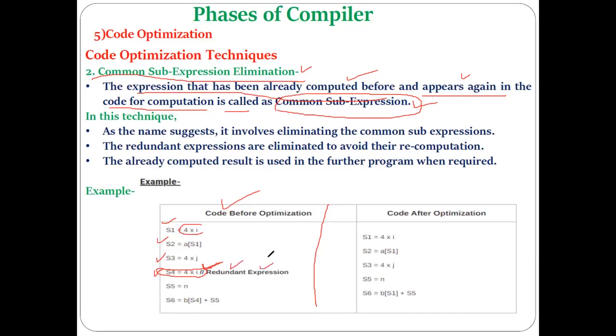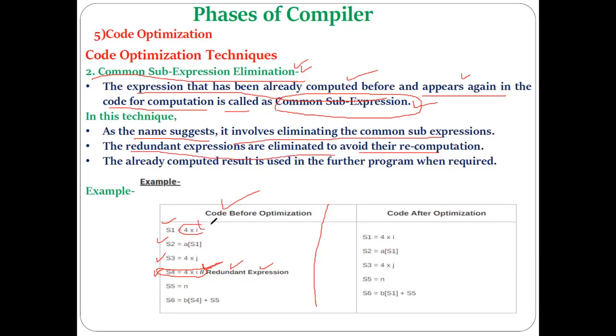So elimination of such expressions from your intermediate code is a code optimization technique called common subexpression elimination, and this is the most popular and famous code optimization technique applied by the code optimizer in the compiler. As the name suggests, it involves the elimination of the common subexpressions, like the one I have shown you. The redundant expressions are eliminated to avoid their recomputation.